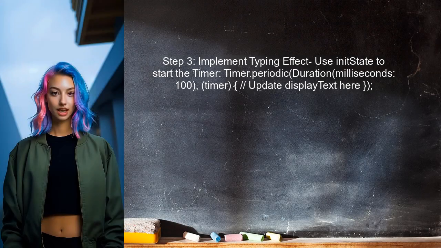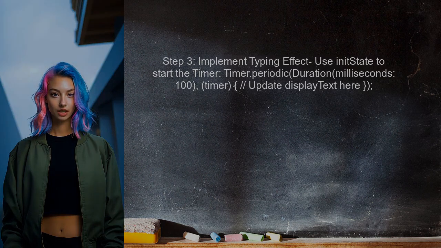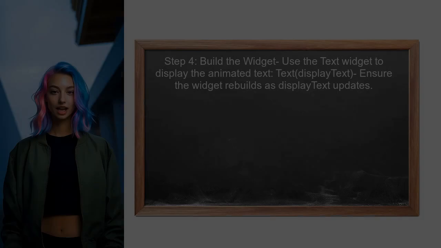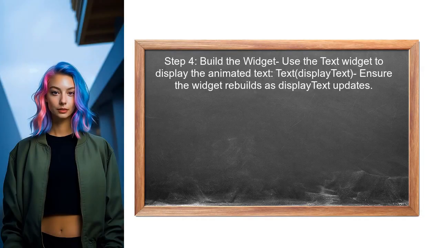Now, the user can implement the typing effect. Inside the stateful widget, they should start the timer in the initState method to update the display text gradually. Finally, the user should build the widget to display the animated text. They can use the text widget to show the display text variable.